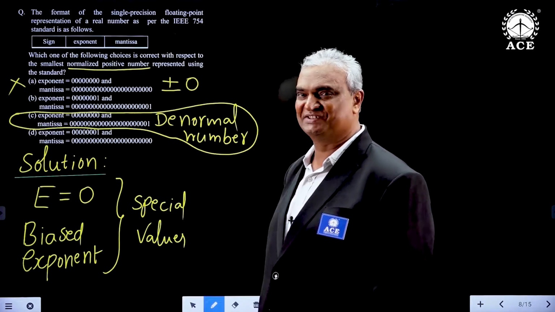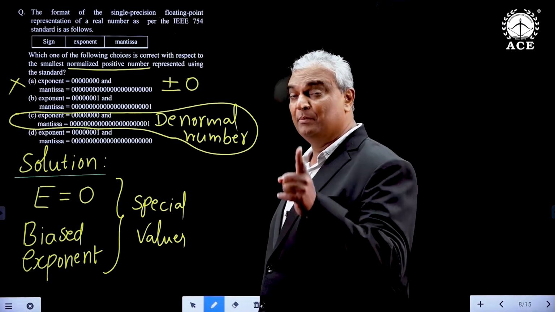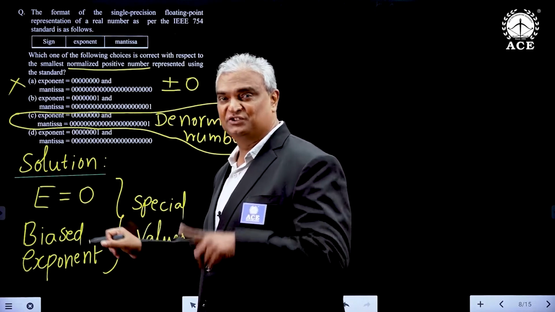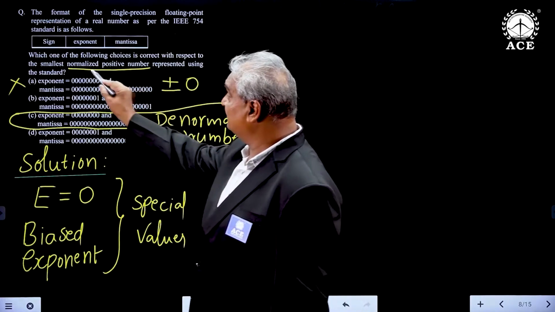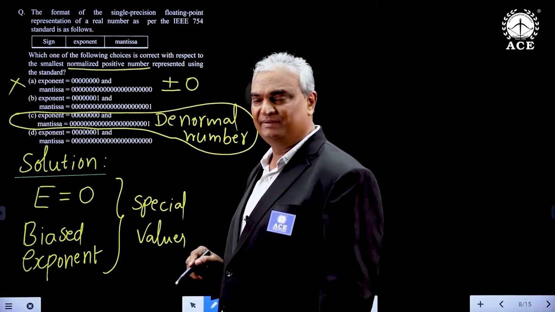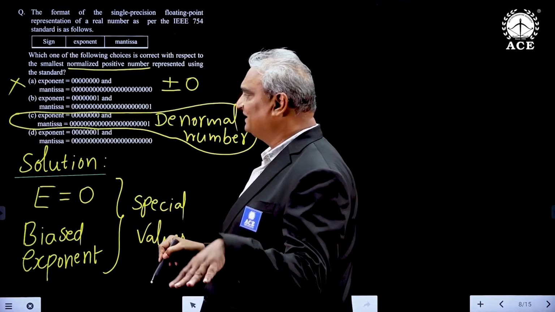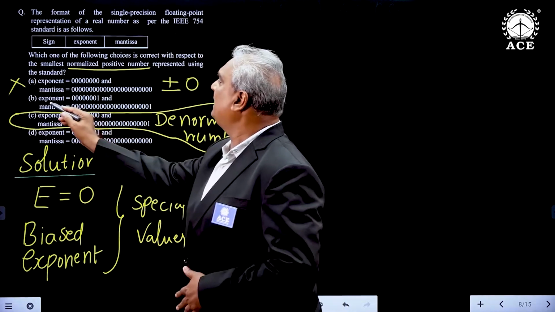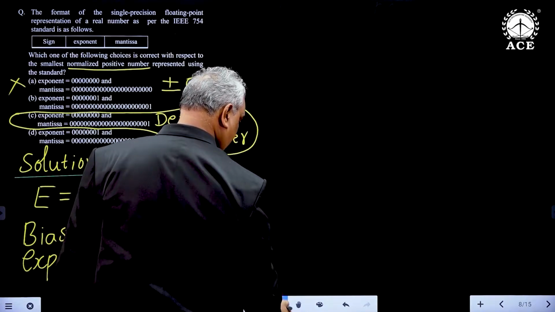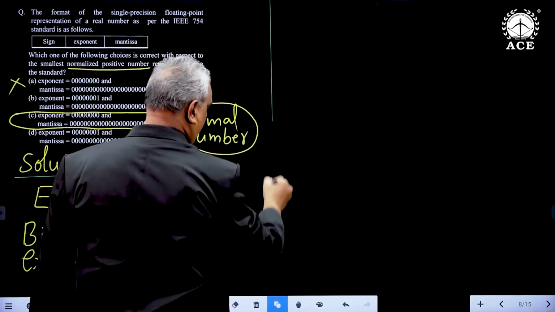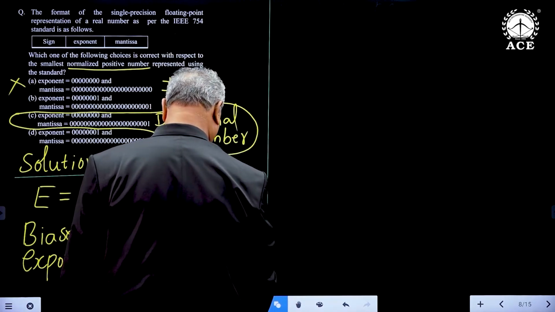Because normalization is not possible. To perform normalization, the minimum capital E value is 1. It is a denormal number. In the question, he asked for a normalized positive number. Then option B or option D will become the correct answer. What about option B?